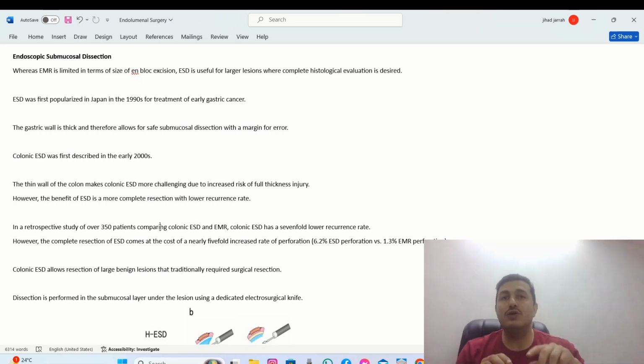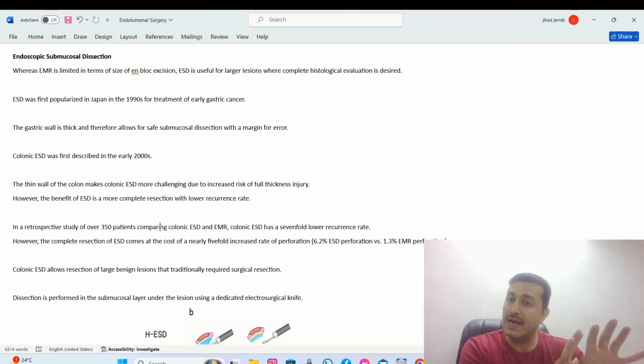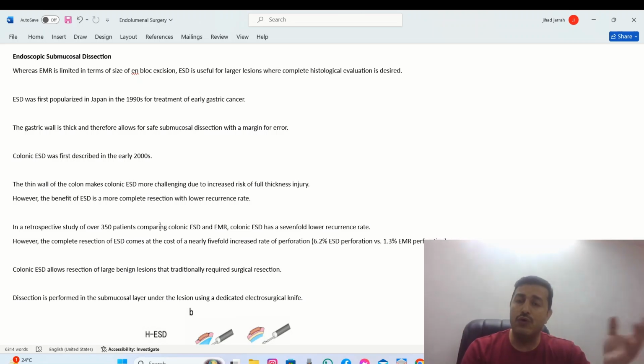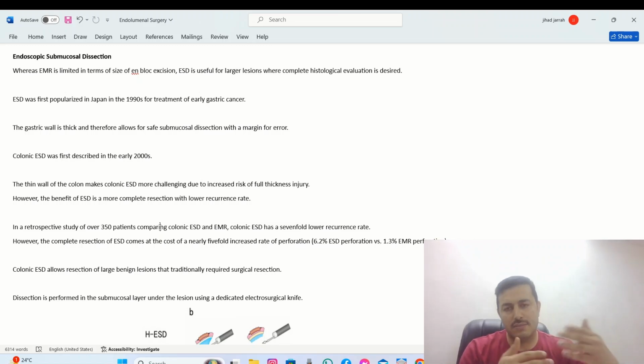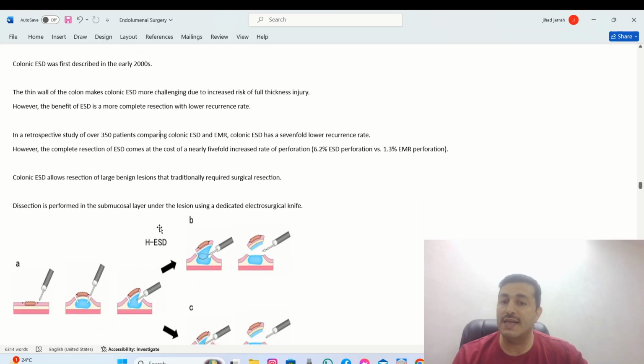In endoscopic submucosal dissection, we use an electrosurgical knife, so we can remove larger lesions en bloc, and it is better regarding the histopathological assessment. Actually, endoscopic submucosal dissection is harder to learn, has more complications as we will see, and it was first described in Japan for early gastric cancer, where the gastric mucosa is thicker and easier, but then it developed to colonic endoscopic submucosal dissection. When we compare it to mucosal resection, of course, the recurrence rate is lower, but the perforation rate is higher in endoscopic submucosal dissection.